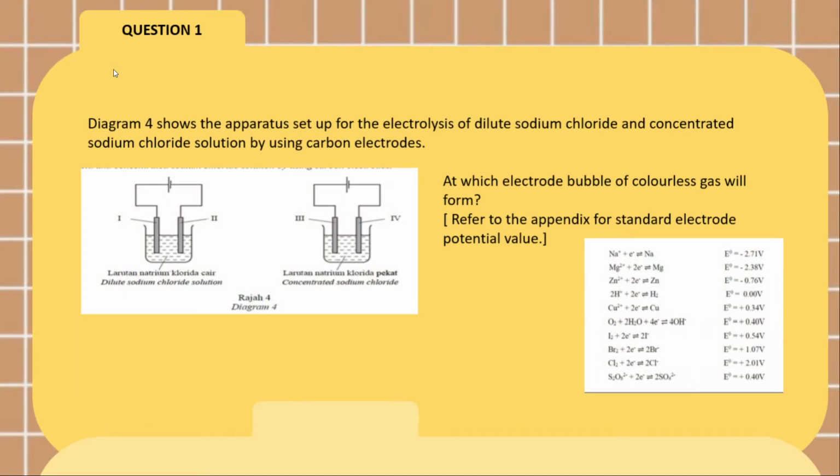Question 1. The diagram shows the apparatus set up for the electrolysis of concentrated and dilute sodium chloride by using carbon electrodes. At which electrode will a bubble of colorless gas form? So the answer is electrode 2.